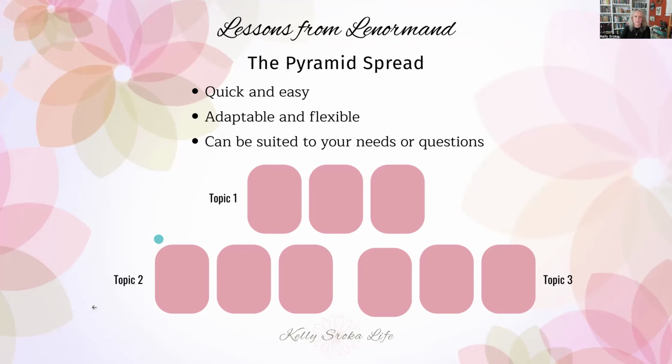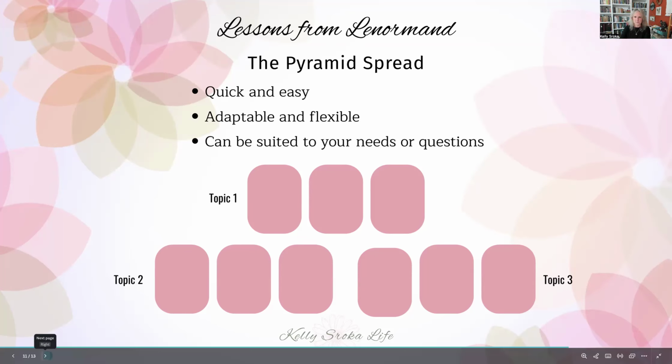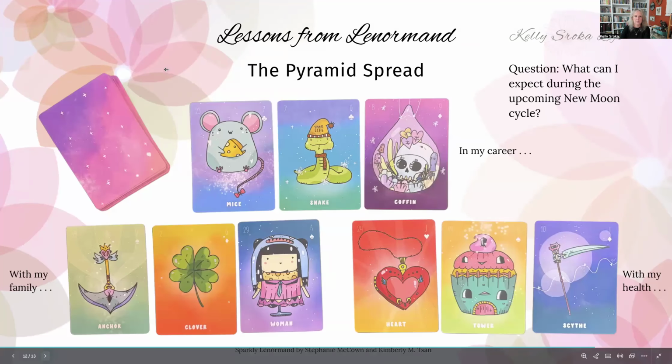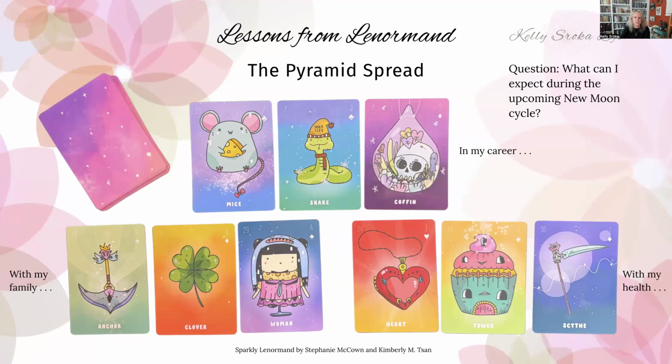And you'll see that. I'll show you the sample that I did. So this was me. Now this deck that I used is another deck that I have, and I wanted to use this one because it's a little bit easier to see the symbols and the words on here for you looking at this on the screen. So I used the pyramid spread, and this is called the Sparkly Lenormand, and it's down at the bottom, the Sparkly Lenormand by Stephanie Cowan and Kimberly Sand.